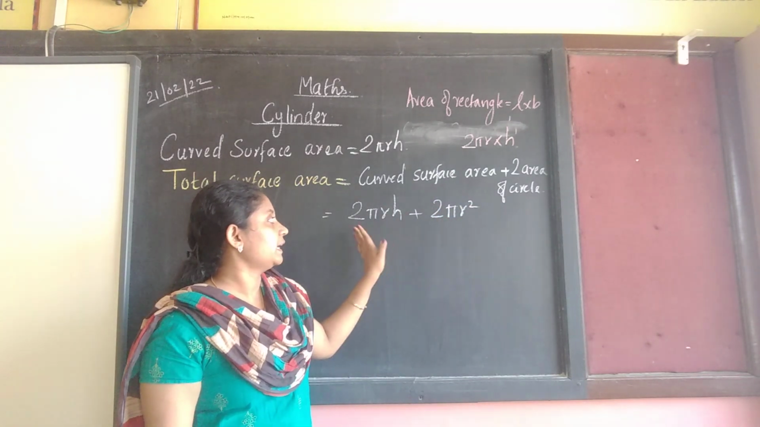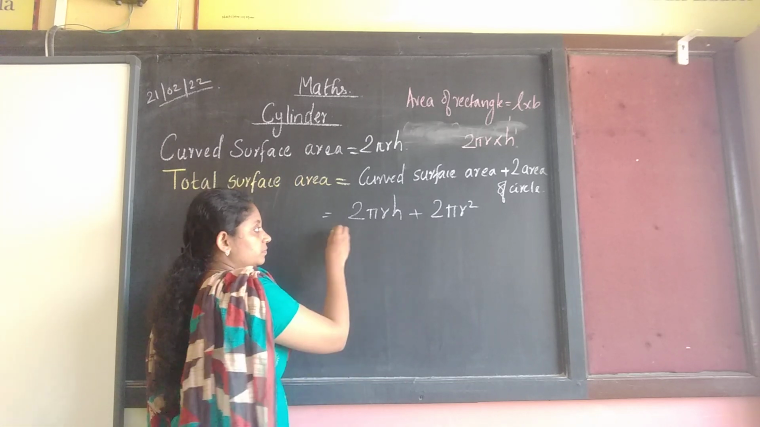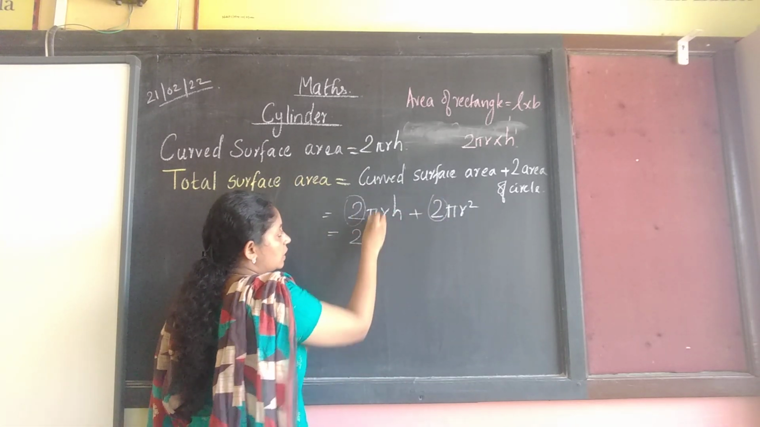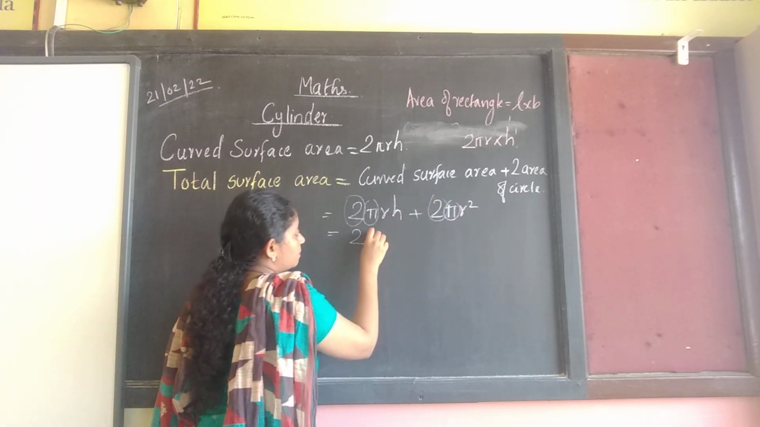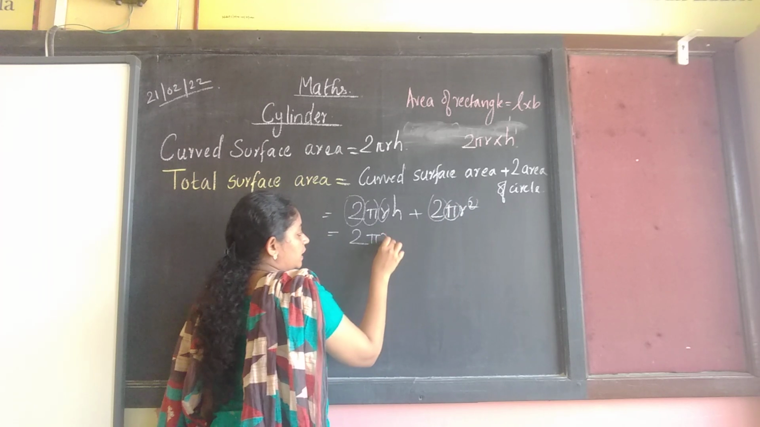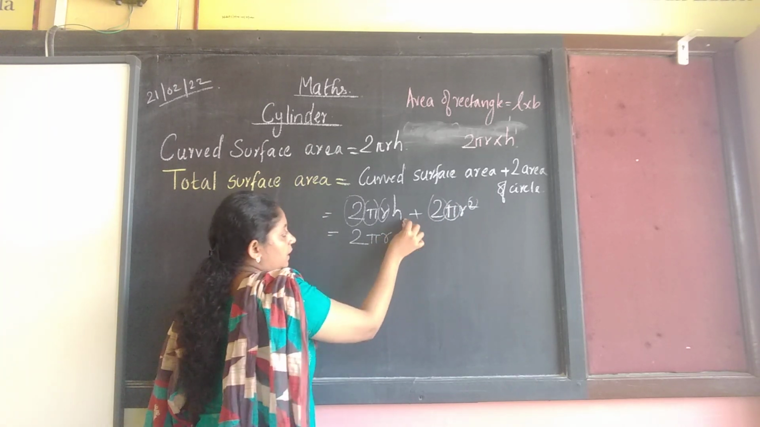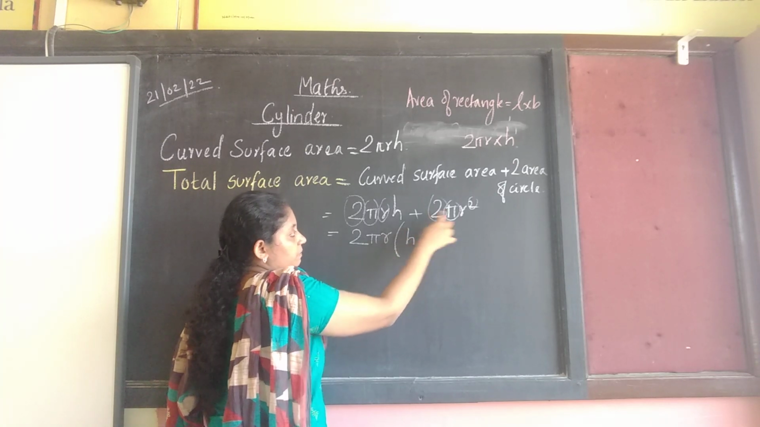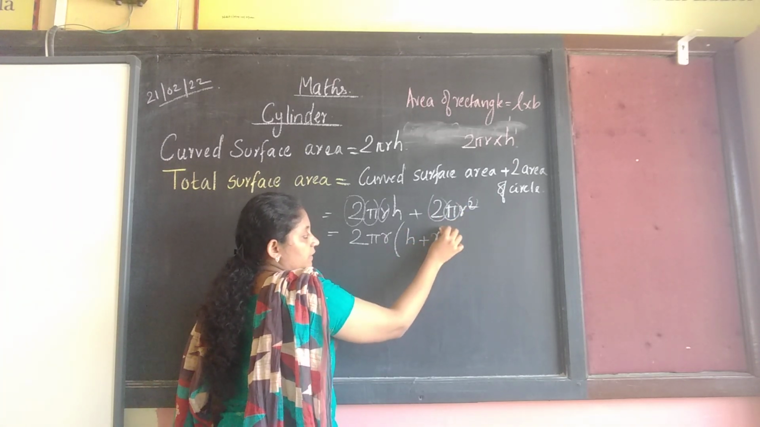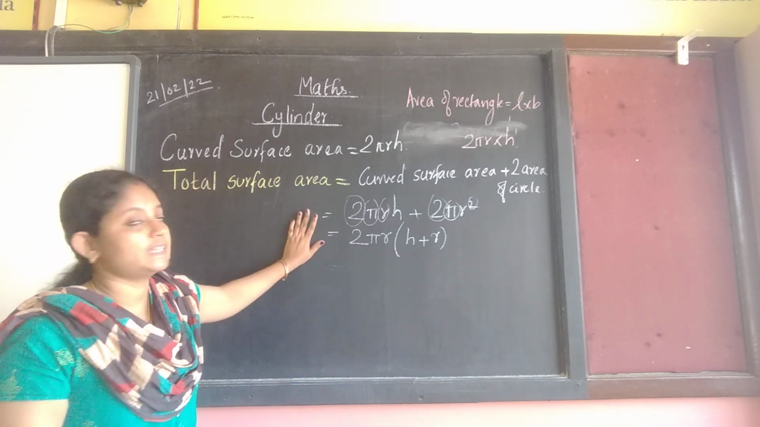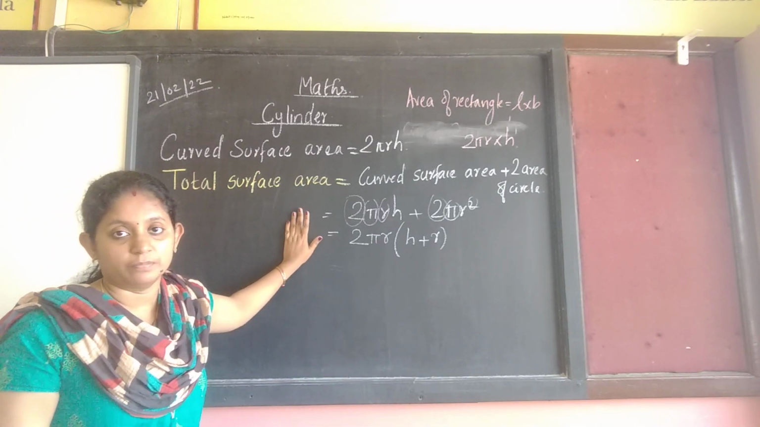Now whatever we can take common, first take that in common. We can see 2, 2, so we will take 2 as common, pi, pi, so we will take pi as common, r, and out of r square, one r we will take. In the bracket what remains here? Only h. Here what remains? One r is taken, so one r remains. So this is the formula for total surface area of cylinder.